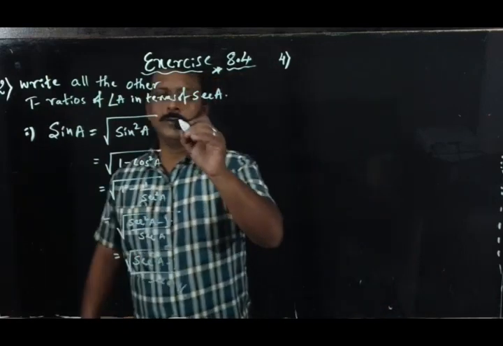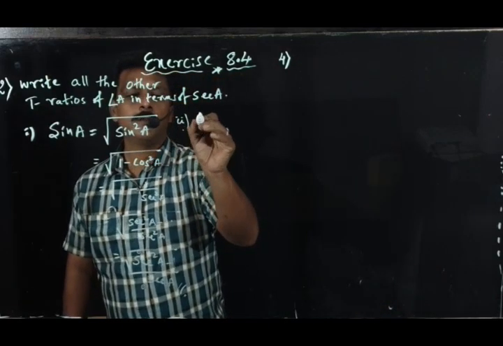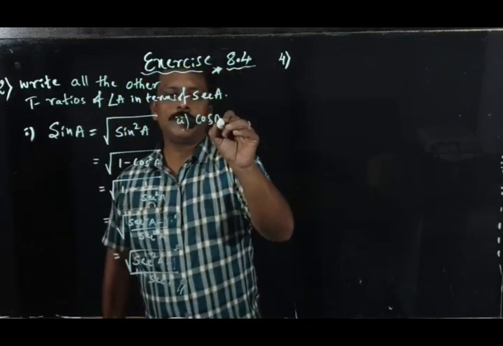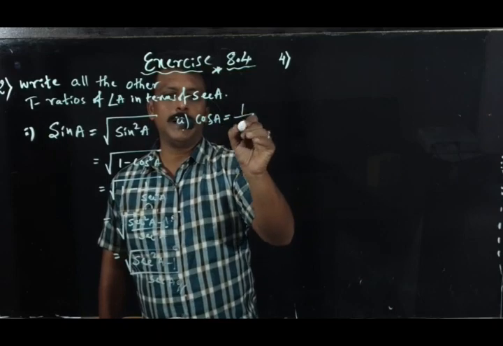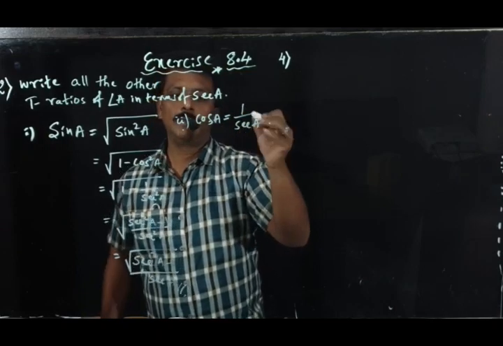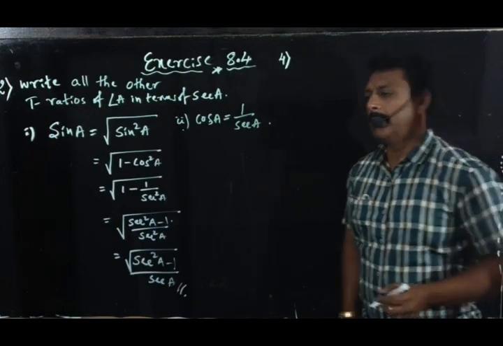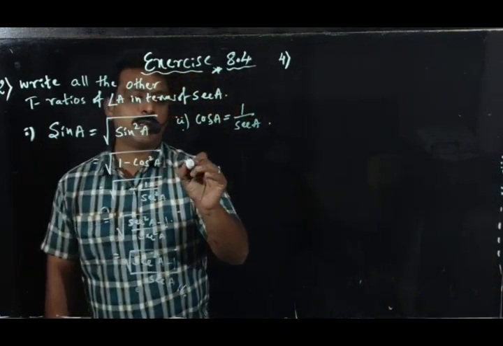Next, I will take you to cos. Cos also we can express in terms of sec. Cos A can be written as 1 by sec A. Expressed, no? Cos A I expressed in terms of sec: 1 by sec A. Next, the third one.